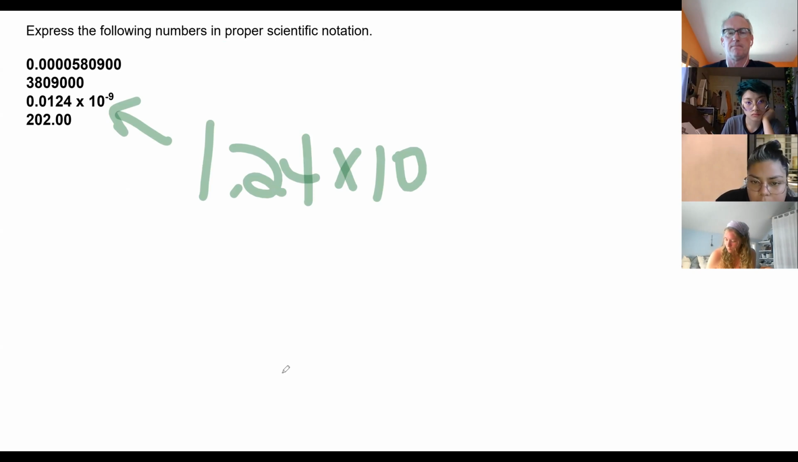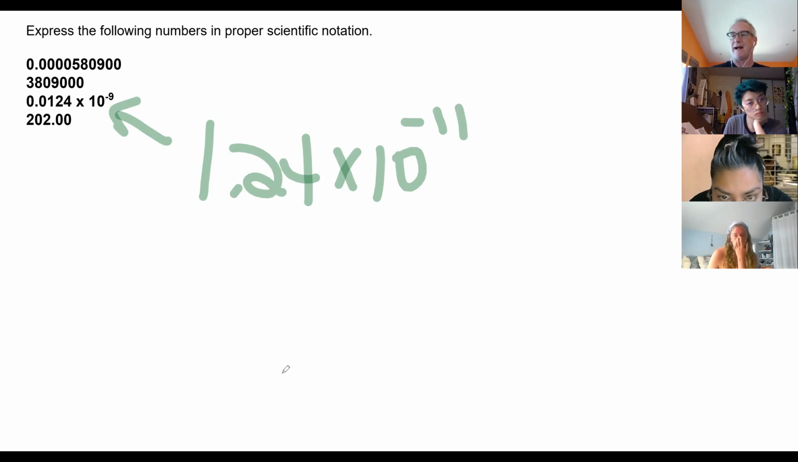Negative 11. Okay. Why 11? Let's fight it out. Oh yeah, 11. Because when you multiply the coefficient by 100, you divide the 10 to the negative 9 by 100, so that's negative 11.